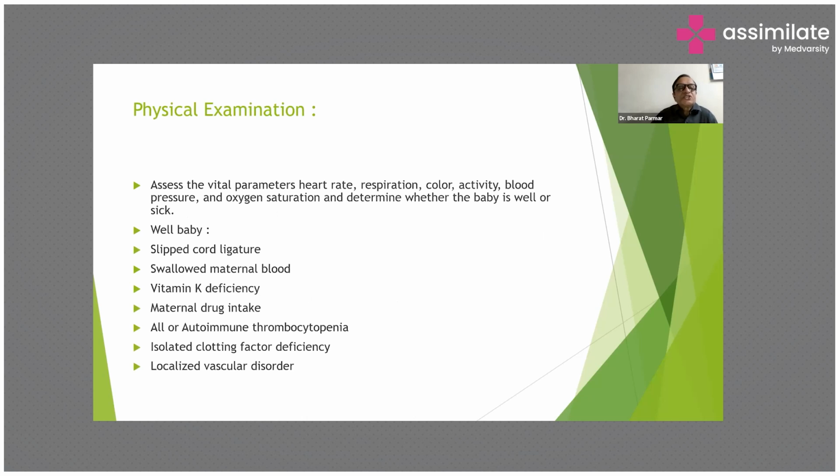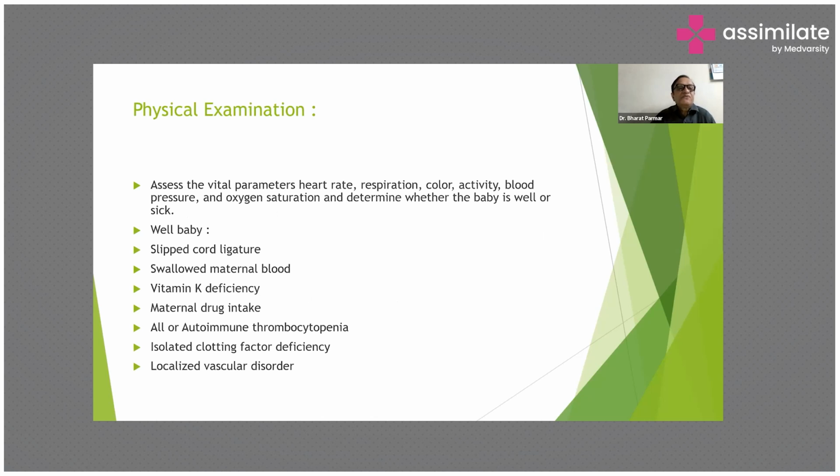On physical examination, assess the vital parameters: heart rate, respiration, color of the baby, activity, blood pressure, and oxygen saturation, and determine whether the baby is well or sick. First decide, in neonatal hemorrhage, whether the baby is well or sick.